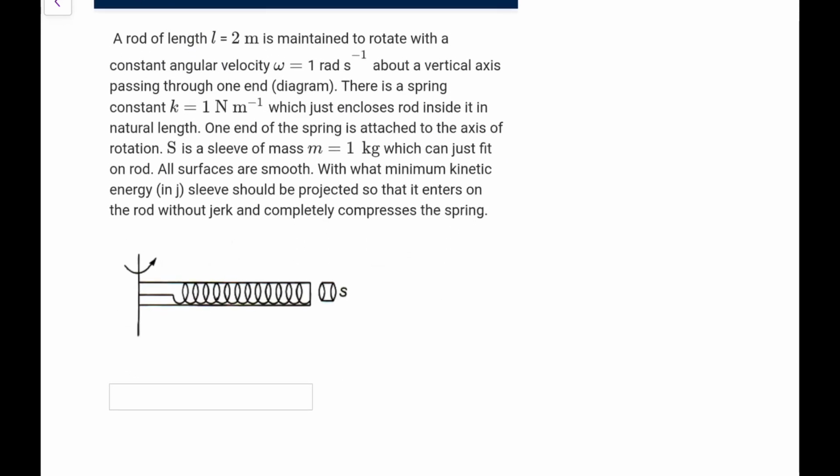Next one. A rod of length 2 meter is maintained to rotate with constant speed 2 radian per second about a vertical axis through one end. There is a spring of constant 1 Newton per meter which just encloses the rod inside it in its natural length. One end of the spring is attached to the axis of rotation. S is a sleeve of mass 1 kg which can just fit on the rod. All surfaces are smooth. With what minimum kinetic energy should the sleeve be projected so that it enters the rod without jerk and completely compresses the spring?